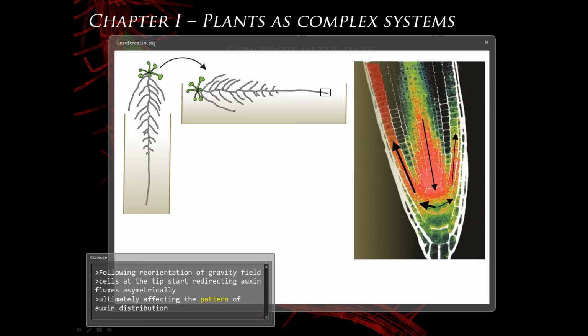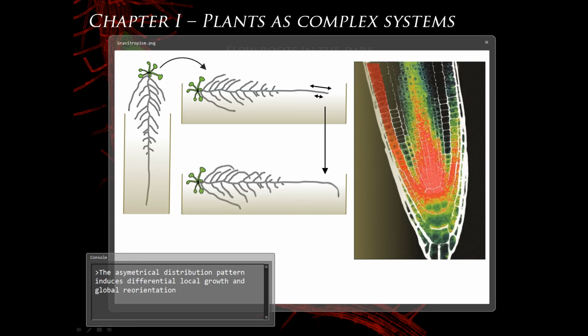And as I said, auxin actually impacts cell growth. So what this will ultimately lead to is that the asymmetrical distribution pattern induces a differential local growth with longer cells on the top, shorter cells on the bottom, and that means basically a reorientation of the tissue. So, taken all together, in this very specific case, the information regarding the orientation of the gravity field is transduced as a hormonal field whose pattern the cells can read and interpret locally.